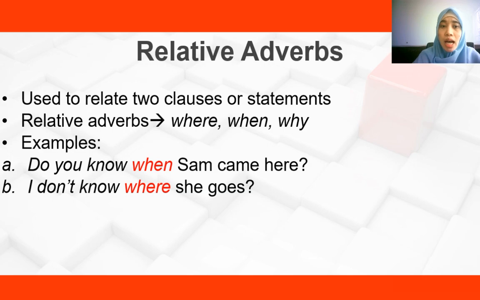Or B, I don't know where she goes. The answer will be she goes to the park, for example. So the answer is about the location and it is an adverb. So the key is relative adverbs are used to connect two clauses or statements that require the answer in the form of adverbs.